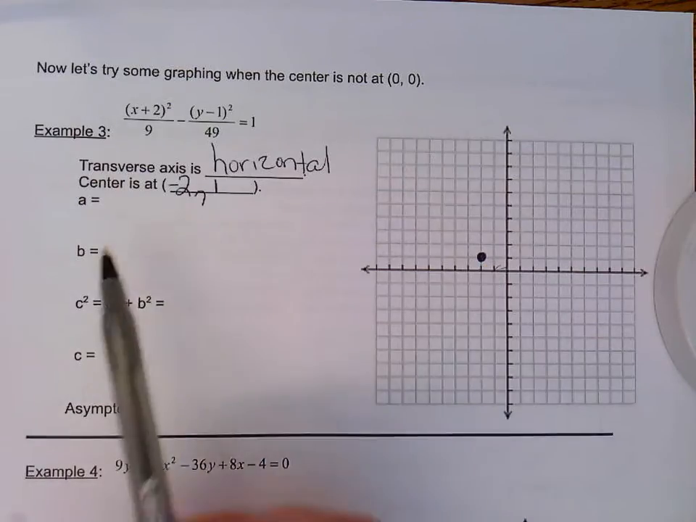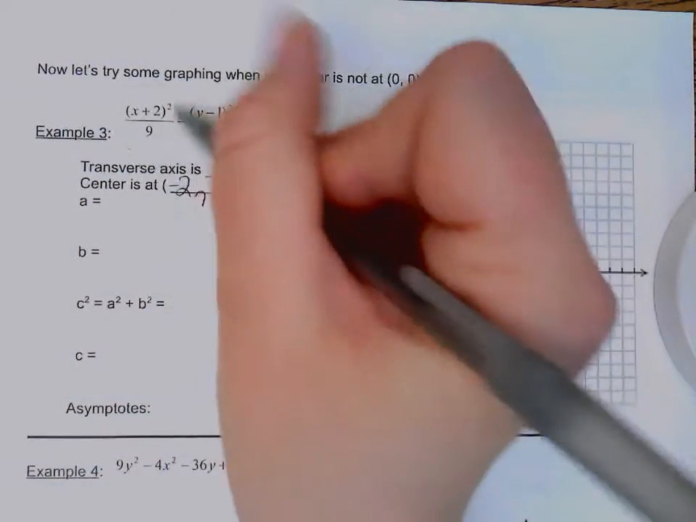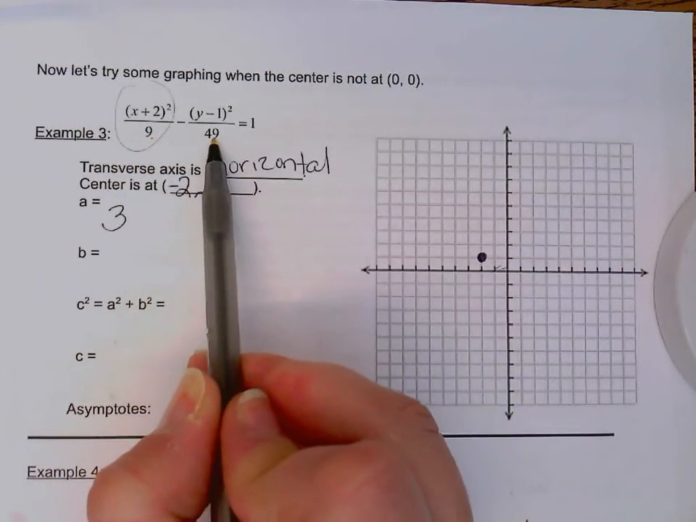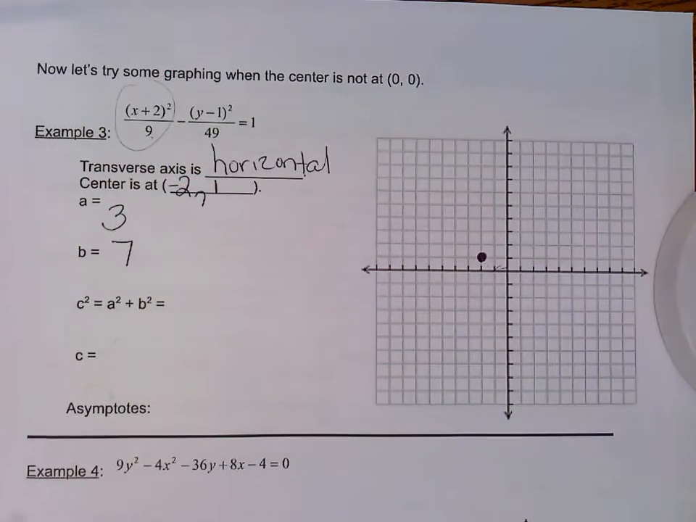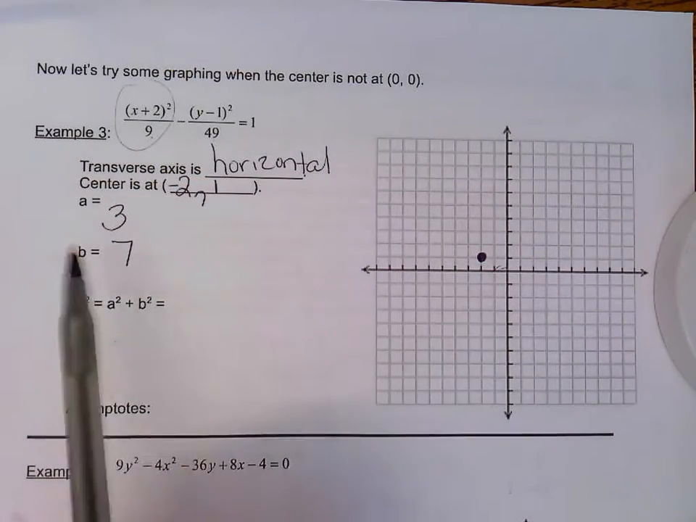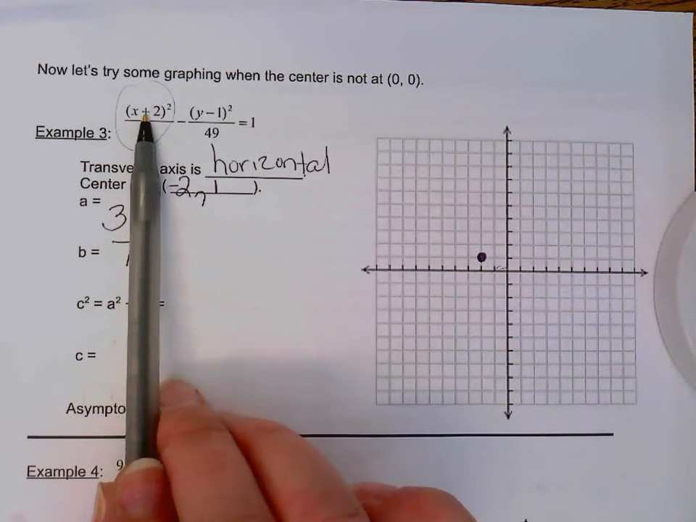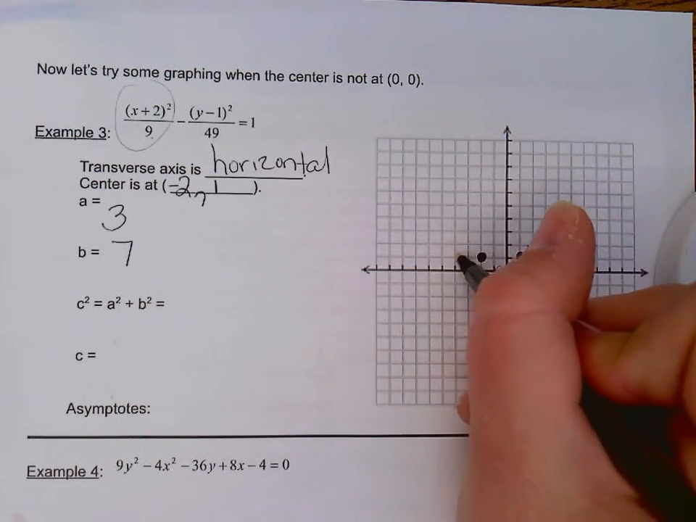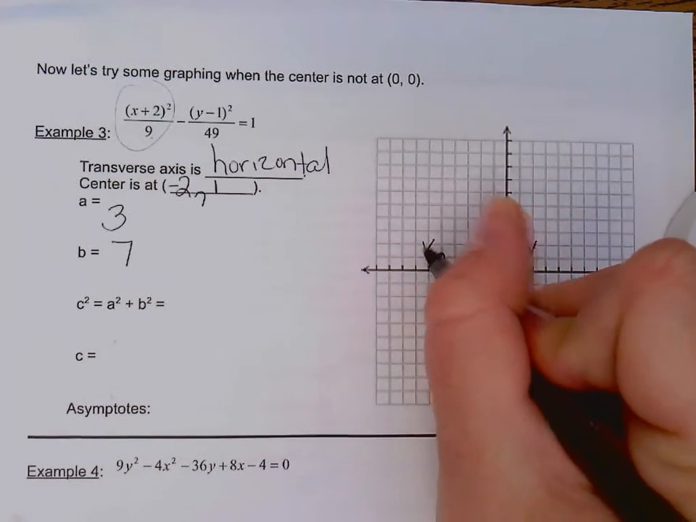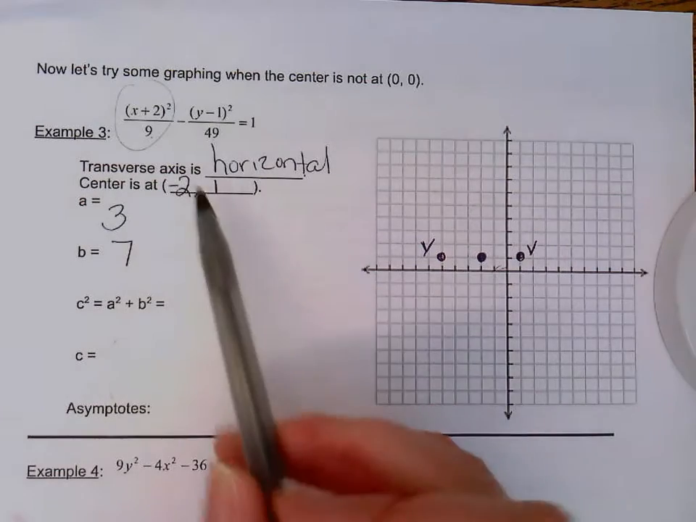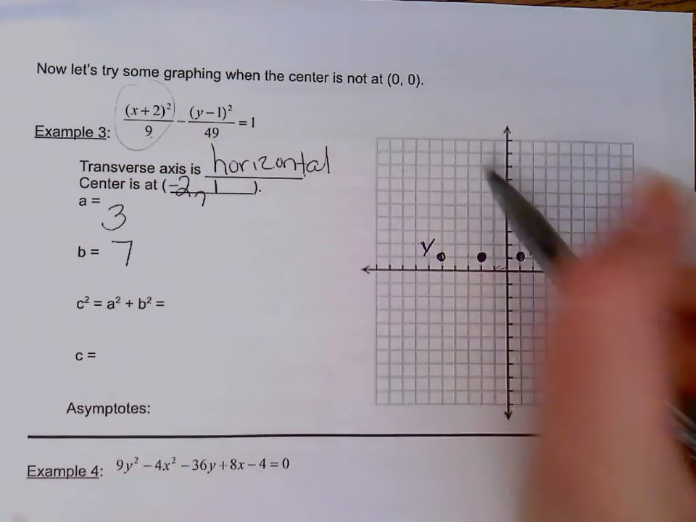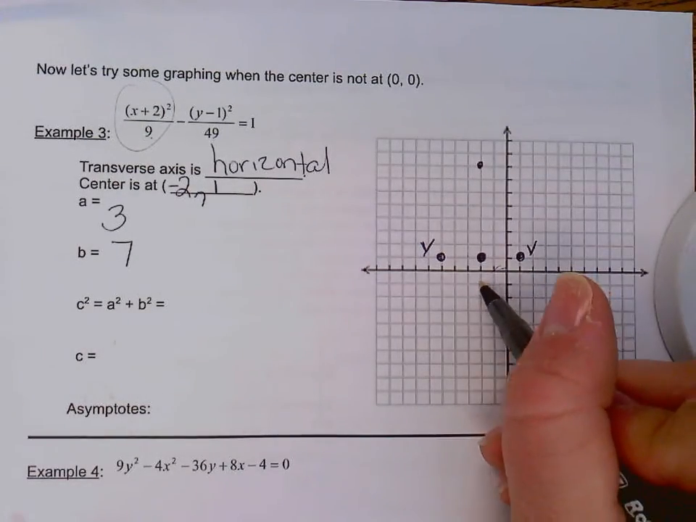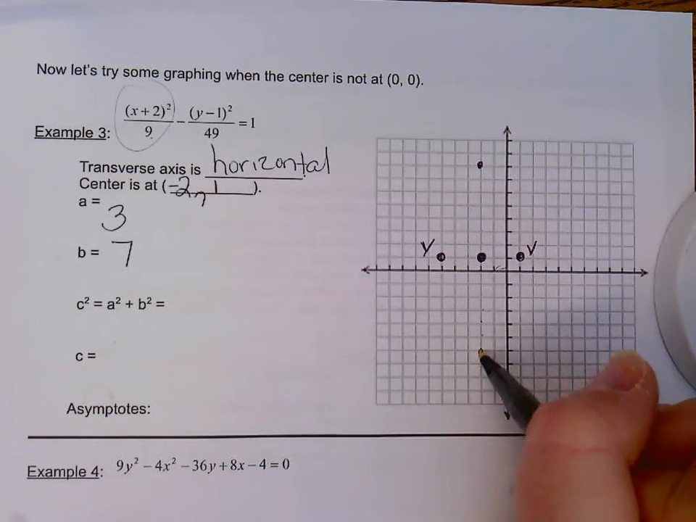And then my A value is the one that comes first. So my A value would just be 3. My B value comes second, so my B value is 7. So I'm going to go 3 in the horizontal direction with x. So 1, 2, 3. I'm going to label that my vertex. And then I'm doing 7 up and down. 1, 2, 3, 4, 5, 6, 7.